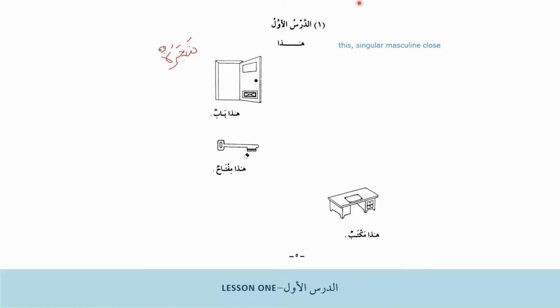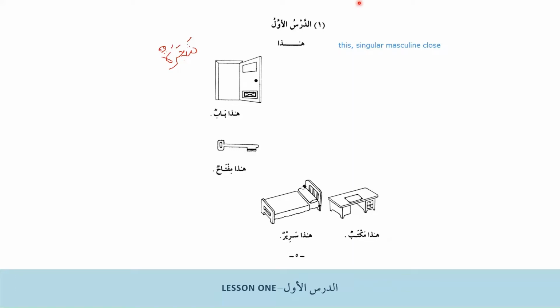We want to say this is a bed. This is a bed. هذا سرير. سرير. So it'll be S-A, سرير. S-A-R-E-Y-R-U-N. هذا سرير. Okay, so let's see if that's the right answer. Yes, it is. This is a bed.